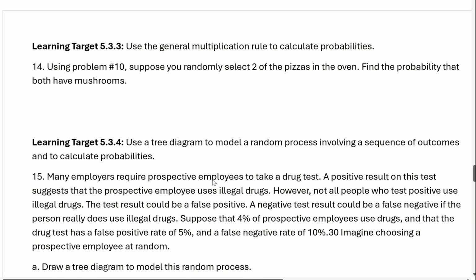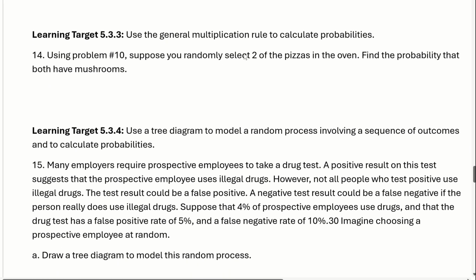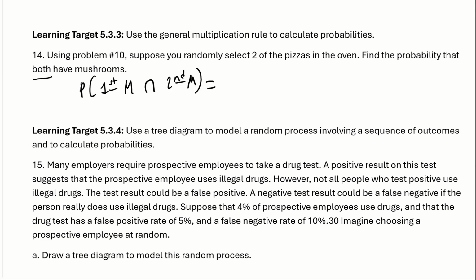All right, so next one, number 14. Use the general multiplication rule to calculate probabilities. So using problem number 10, suppose you randomly select 2 of the pizzas in the oven. Find the probability that both have mushrooms. So the probability of mushroom for the first one and mushroom for the second. Okay, so that's what we got to do.